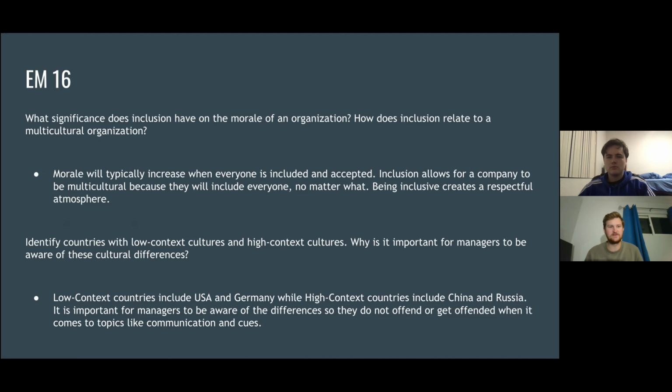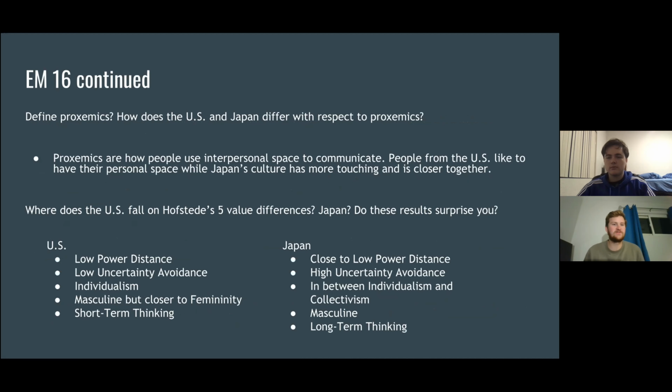All right, so next slide. Define proxemics. This is just how people use interpersonal space to communicate. Now, people from the US like to have their personal space, while those from Japan usually are more touchy and just like to be kind of closer together, rather than us, like right now, like to be 6 feet apart.